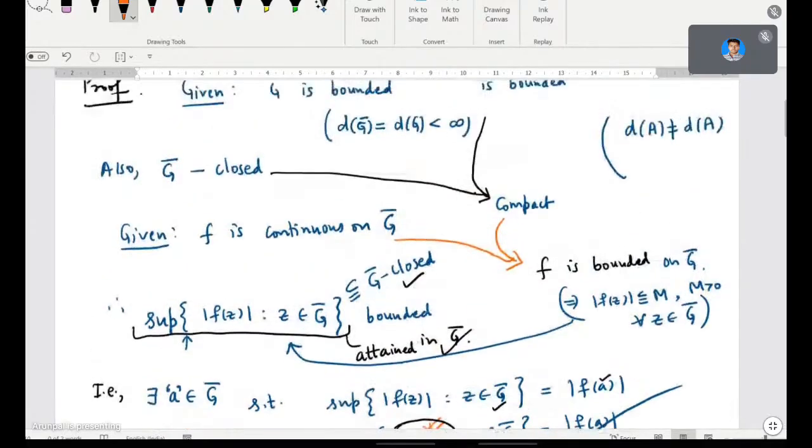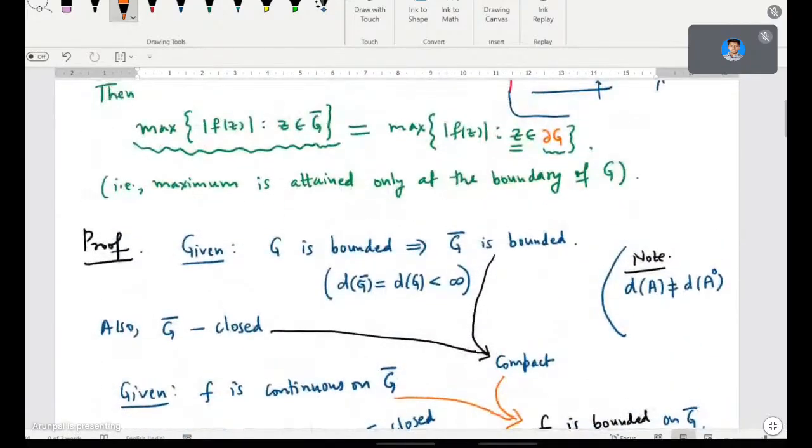I'm sorry, class, we missed something. In fact, rather than starting like this, we should start the proof like this. Now, if F is equal to a constant on G, then done. Okay, class?